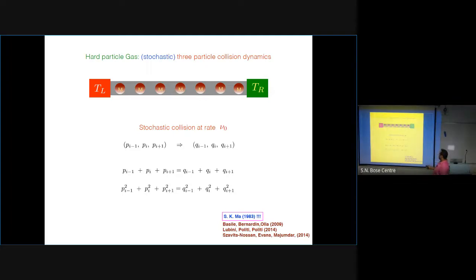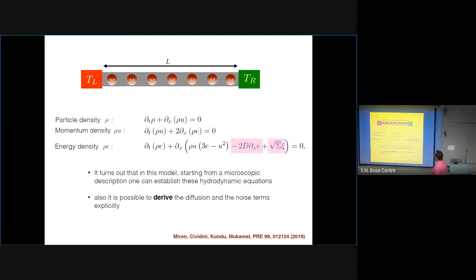And you add thermal baths. I'm not going into the details of how we can model the bath, but you can think of it as a particle that comes out with a velocity chosen from a Maxwell distribution at some temperature. Not exactly Maxwell, but a one-sided Maxwell, called Maxwell bar.